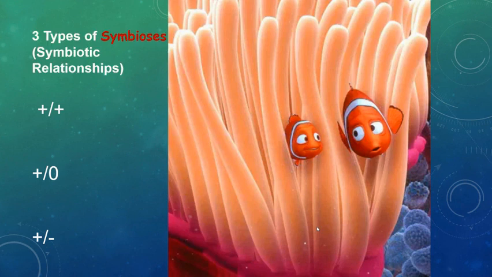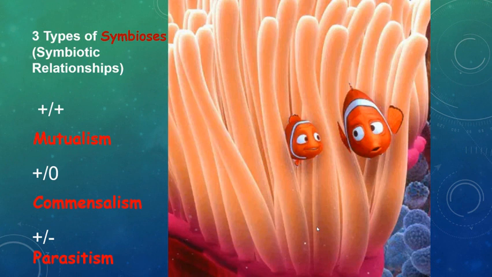We're also going to look at symbiosis, symbiotic relationships. Three major types that we're going to look at are mutualism, where both species benefit. Consider here the clownfish and the sea anemones. Commensalism, where one species benefits, but the other species is neither harmed nor benefits from the relationship. And then parasitism, where one species benefits, but the other species is harmed.